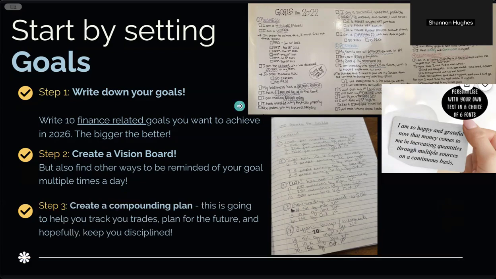But then step 3, create a compounding plan. Create a compounding plan so you can see in a year's time where your trading account could be if you stick to your goals. And like I said, next week we are going to go through trading plans. So if you're not quite sure what a compounding plan is and how to make one, I'm going to show you. But hopefully, understanding what your goals are and where you want to get to will help you stay disciplined and hopefully help with your psychology.